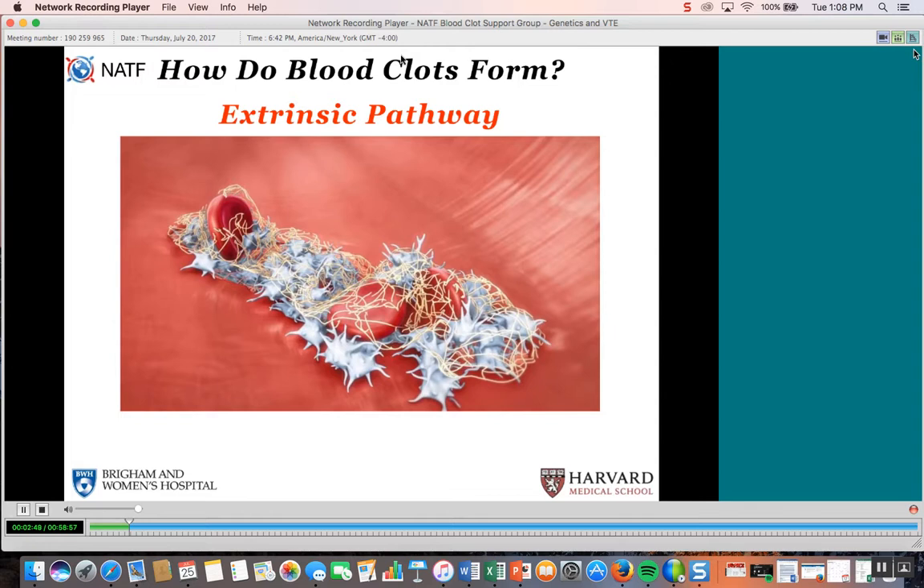Here is another representation of a clot that is plugging a breach in the vessel wall. And if you see above the picture, I put a name to this. This is called the extrinsic pathway. And the title of this slide is How Do Blood Clots Form? Because blood clots may form if there is damage to the vessel wall.